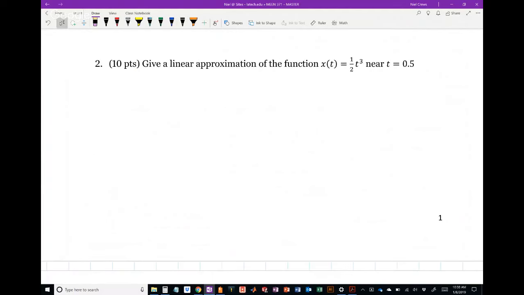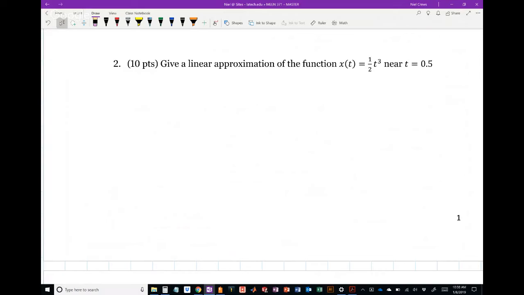Okay, question number 2 is asking us to give a linear approximation of this function. So when I think linear approximation, and here's a function that is nonlinear, I'm instantly going to go in my mind to the, oh, I just forgot the Taylor series. Yes, I was going to say Fourier, but it's not Fourier; it's the Taylor series.